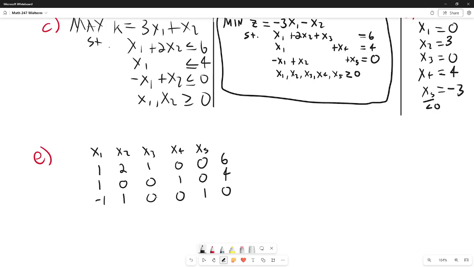And on the bottom, we need to put the objective function. So that's -3, -1, 0, 0, 0, z. And that is our tableau that we're going to be working with.